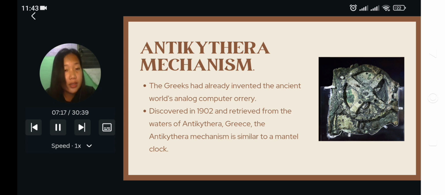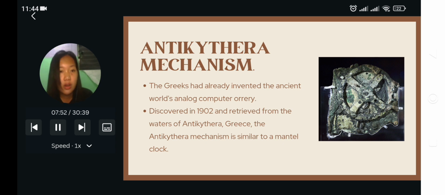Yung mechanical model of the solar system at that time, relative siya sa position ng mga planets and yung motion ng mga planets and ng moon according to the heliocentric. It means na nakabase siya dun sa pagiging sun-centered yung model na yan, yung orrery. And it was discovered in 1902 and retrieved from the waters of Antikythera, Greece. The Antikythera mechanism is similar to a mantle clock.